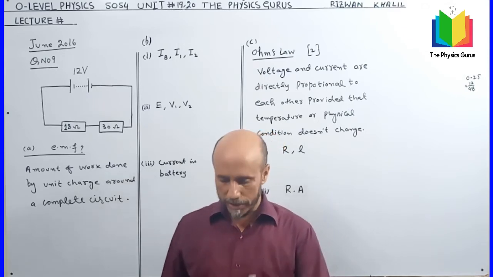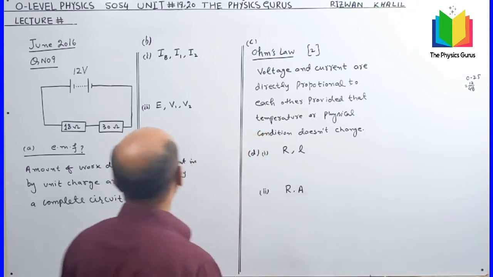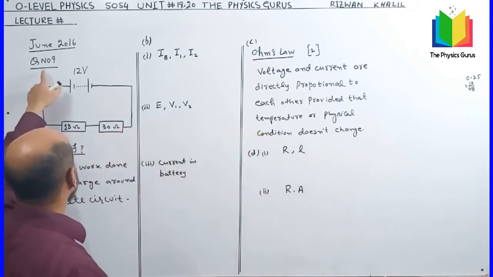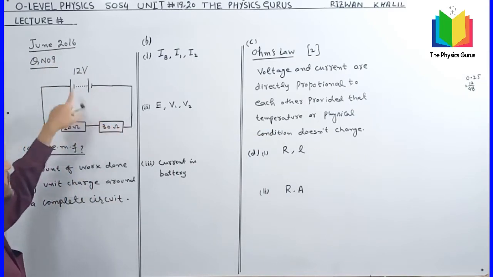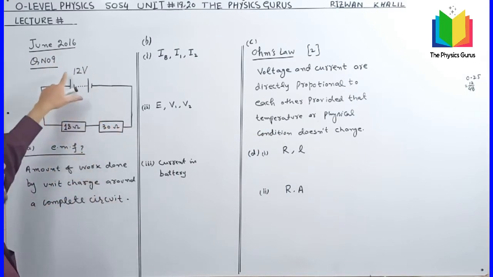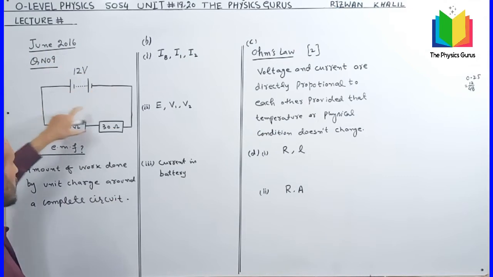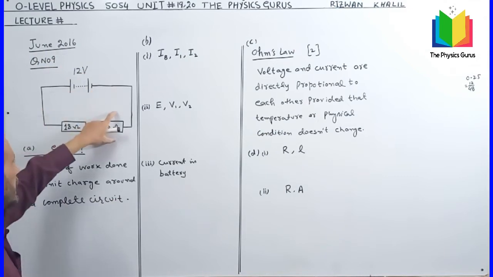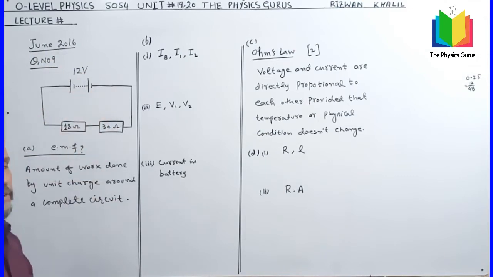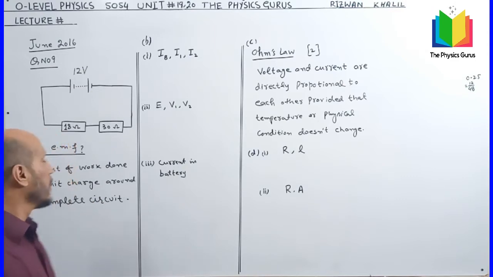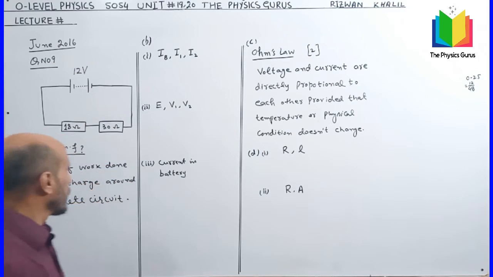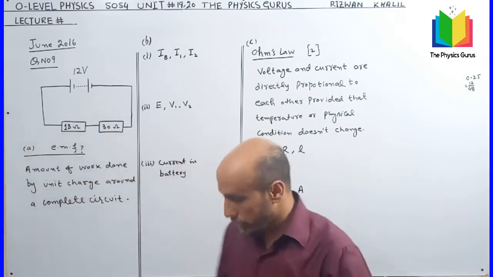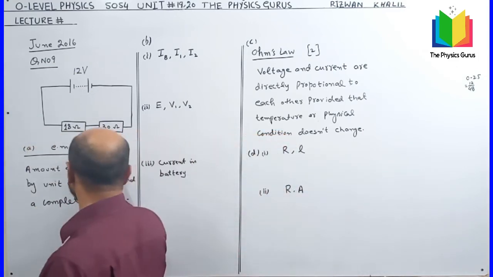So let's proceed. Today we will discuss question number 9 of June 2016. A circuit diagram is given which is labeled like this: 12 volts, and two resistors, 18 ohm and 30 ohm, and they are connected in series combination. The first question is, what is meant by EMF? The question carries 2 marks.